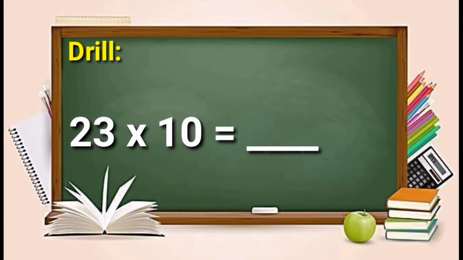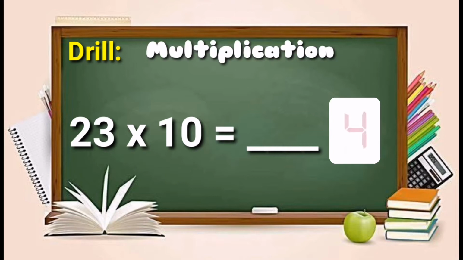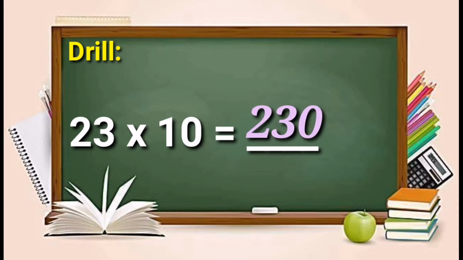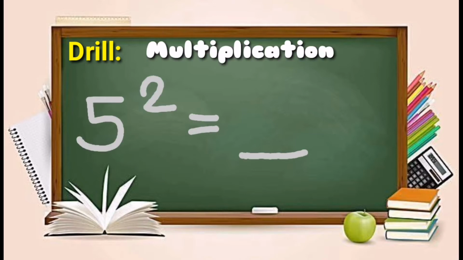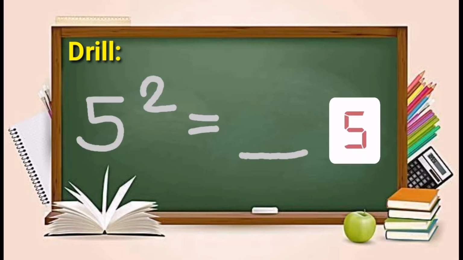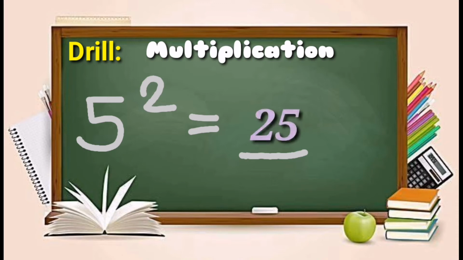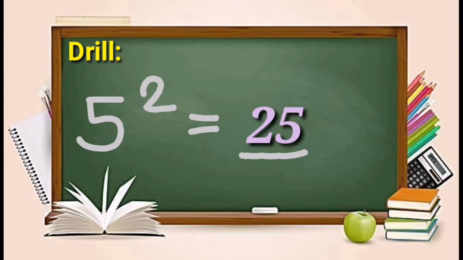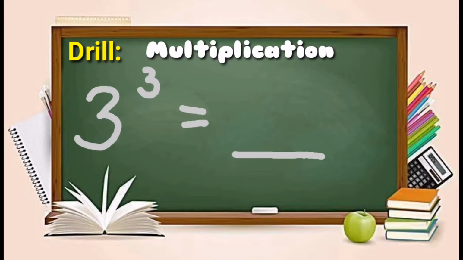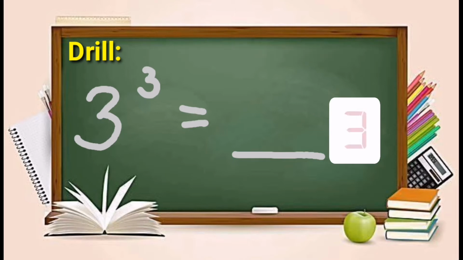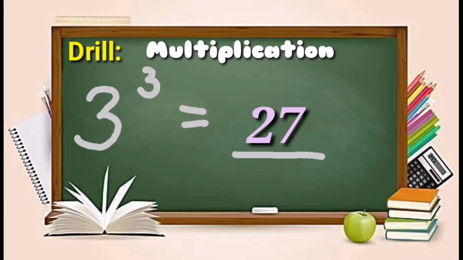The third one. 23 times 10. It's 230. Keep going, kids. Number 4. 5 to the second power, or 5 times 5. The right answer is 25. Keep it up. And the last, 3 to the third power, or 3 times 3 times 3. The correct answer is 27. Good job, kids!